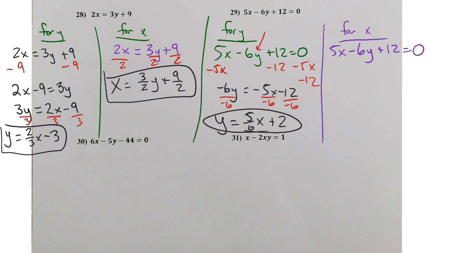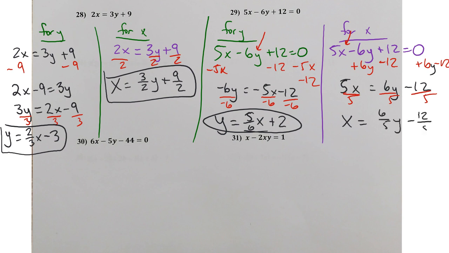For x, same exact concept. I'm going to add 6y to both sides because I need to get this x by itself. I'm going to minus 12 to both sides. No concept has changed yet. So I end up with, I forgot to write the little y there. So I should have 6y minus 12 on the right side. Now I have to divide everything by 5. I end up with x equals 6/5 y minus 12/5. And that's it for 29.